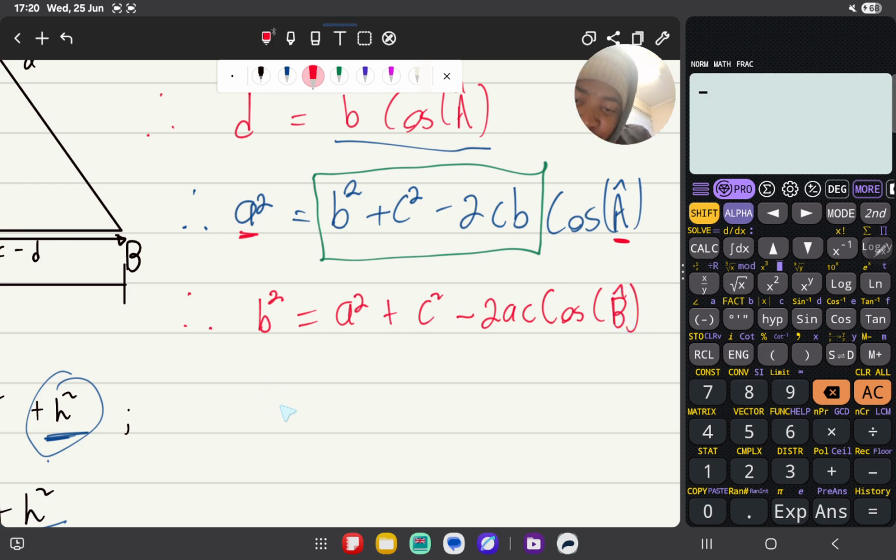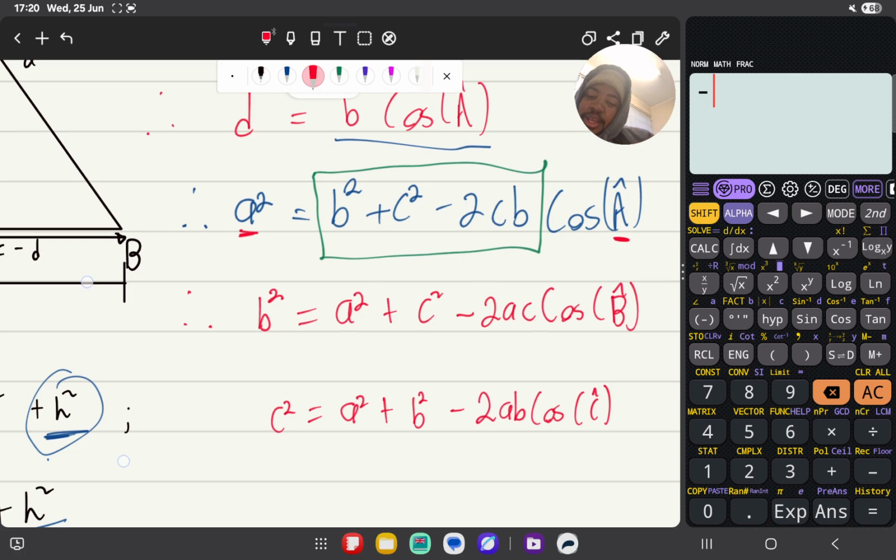And then the last one, c squared, will be a squared plus b squared minus 2ab cos C. Then you are done. All right, you are done with the cosine rule. This is just in short what the cosine rule says.